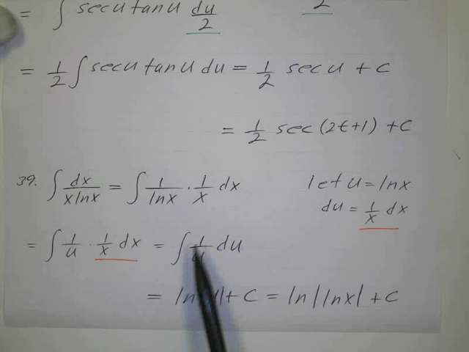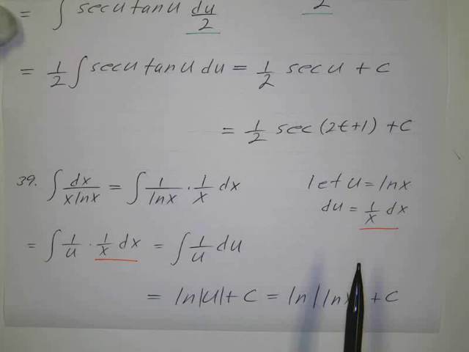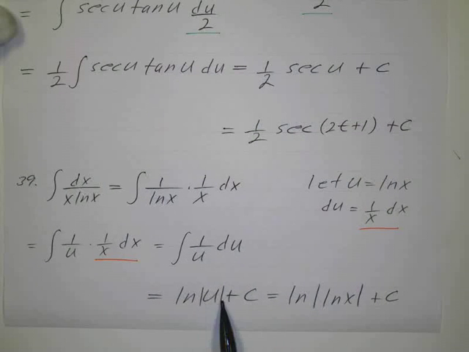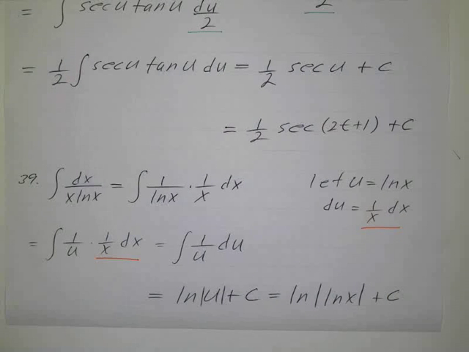So this ends up being the antiderivative of 1 over u du, and on 332 that says the antiderivative of this is the natural log of the absolute value of u plus c, and that just equals the natural log, and what was u? The natural log of x, so I've got the natural log of the natural log of x plus c. Okay, so that's a little tricky, but it works out. Hope you can make sense of that.